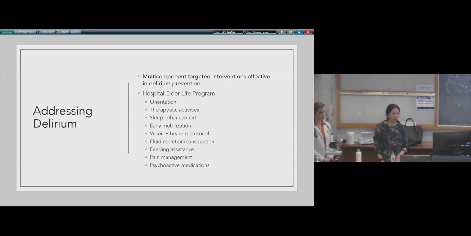institutionalization. And what the program looks at is providing reorientation, therapeutic activities, as is often done on our ACE units here, enhancing sleep and normalization of the sleep schedule, early mobilization, so involving physiotherapy early for these patients, ensuring that vision and hearing is optimized, and then making sure patients are hydrated and getting adequate nutrition.